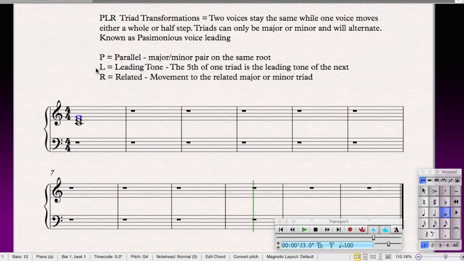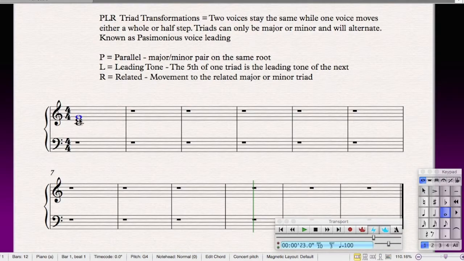The L refers to a leading tone transformation where the fifth of the chord of the triad will be the leading tone of the next triad. And the R refers to a related triad, so your major triad would move to its related minor triad, or a minor triad would move to its related major triad. So let's go ahead and jump in and make a couple, and hopefully we'll see all of these transformations.